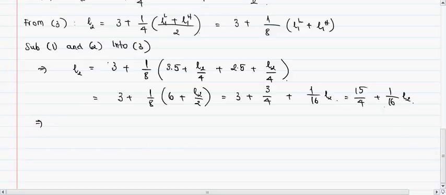If I move 1 on 16 L2 to the left hand side, that will give me 15 on 16 L2 equal to 15 on 4, and therefore L2 is going to be equal to 4.